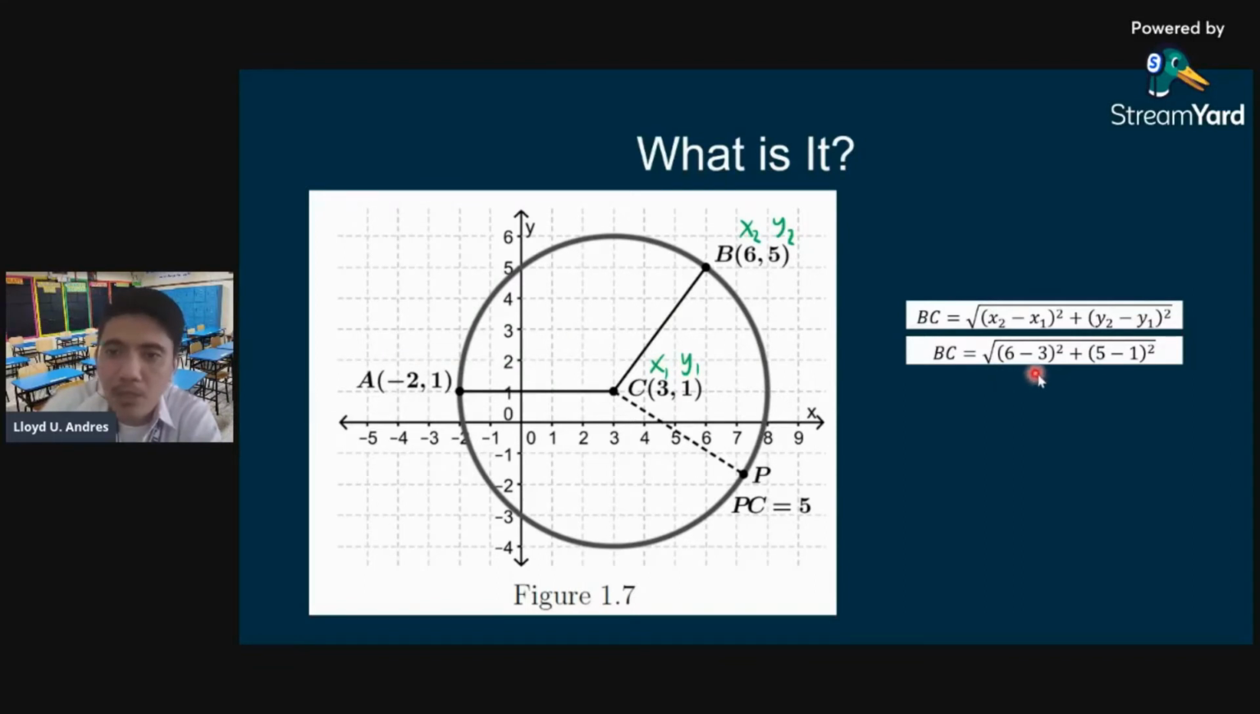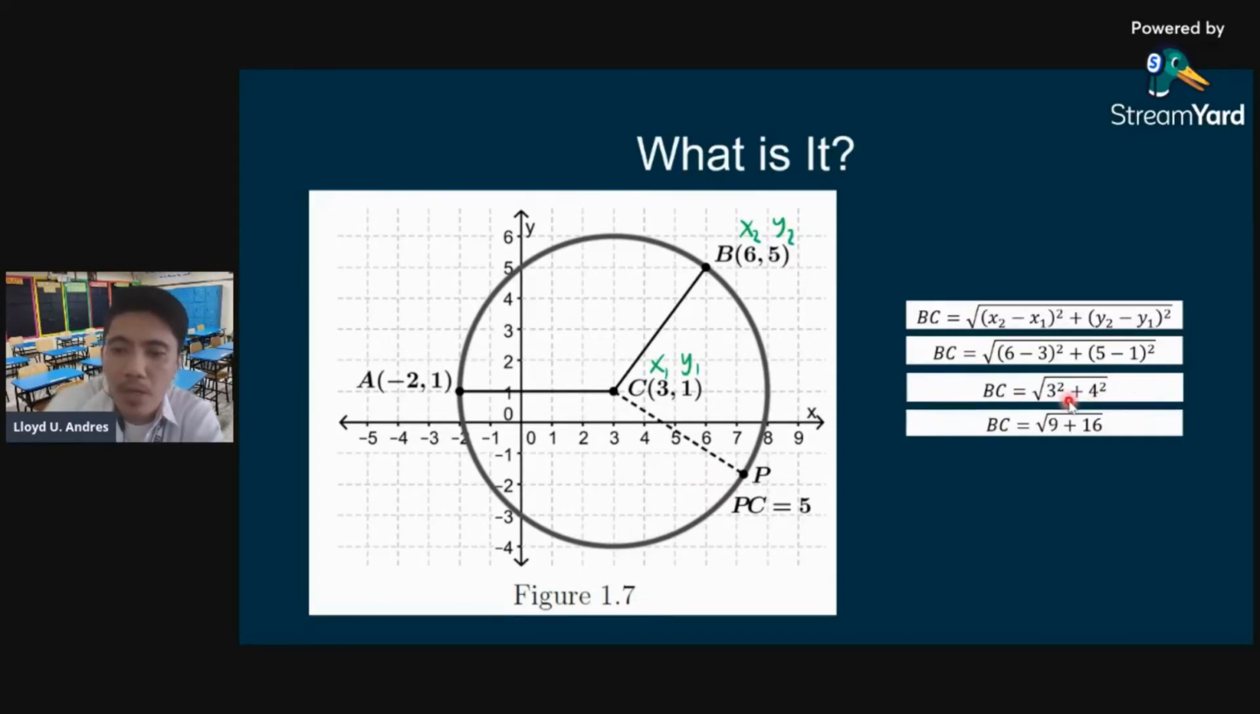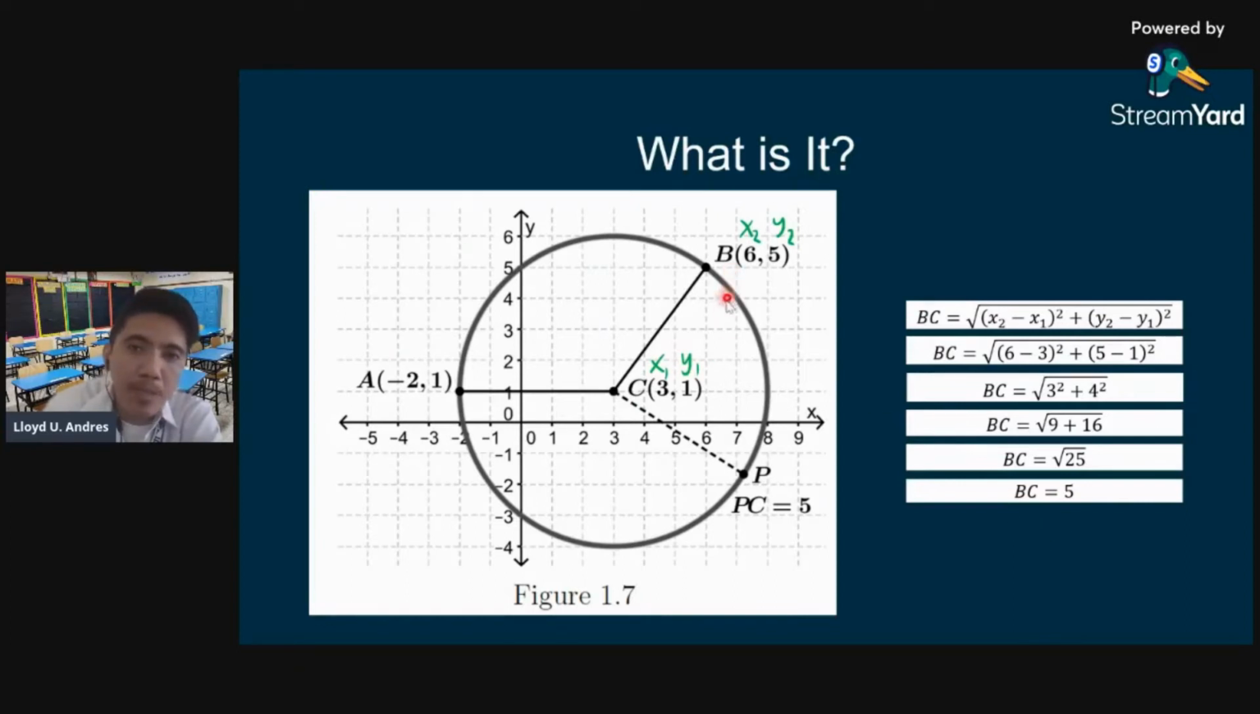the quantity of 6 minus 3, because our x sub 2 is 6 and our x sub 1 is 3, plus the quantity of 5 minus 1, because our y sub 2 is 5 and our y sub 1 is 1. So simplifying, 6 minus 3 becomes 3, and 5 minus 1 becomes 4. And then 3 squared is 9 and 4 squared is 16. If we add 9 and 16, that's 25. Square root of that is 5. Therefore, we can conclude that the distance from B to C is also 5.